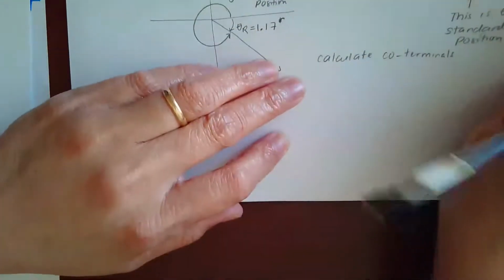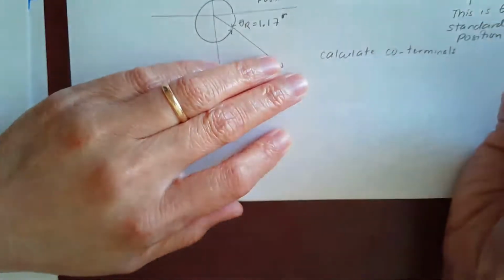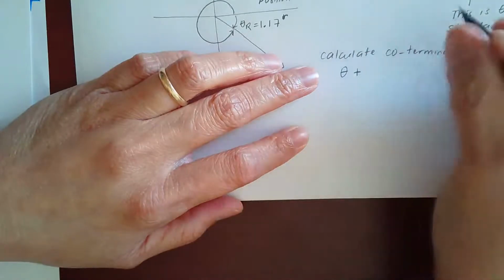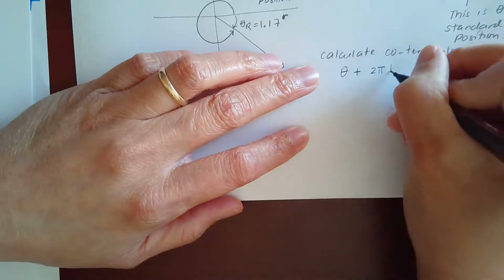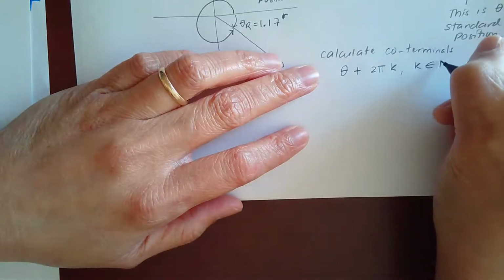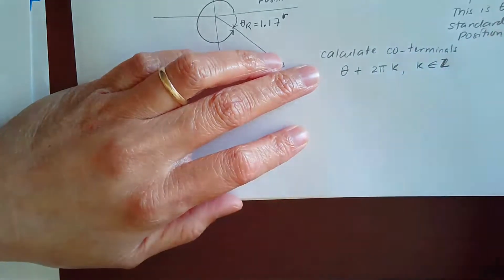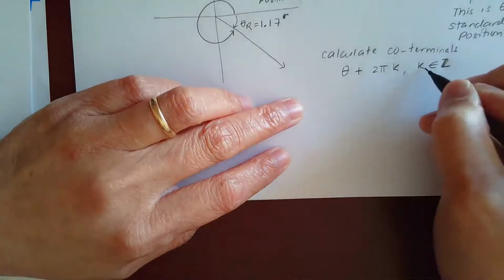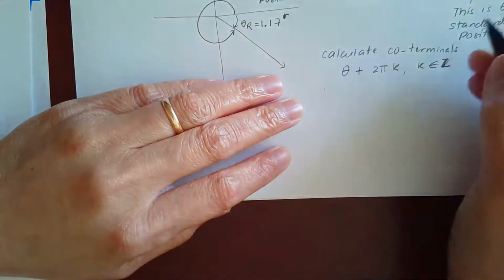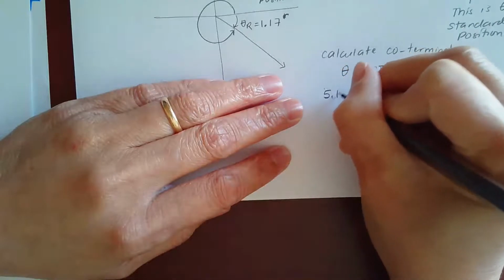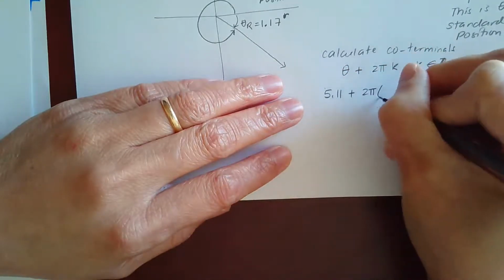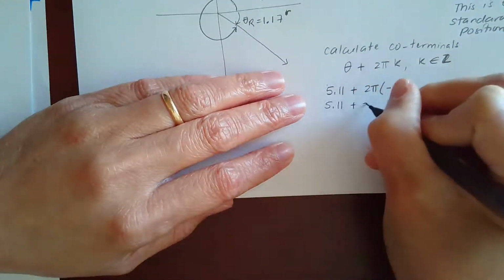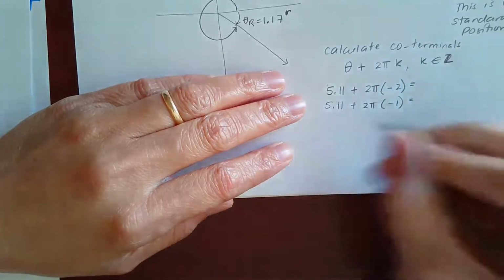So how do we calculate the coterminals? That one was from our lesson last week on Friday. It becomes theta plus 2 pi times k, where k is an element of the integers. Let's pick some integral values. Our theta is 5.11, so 5.11 plus 2 pi times negative 2. I'll just set it up and then we'll calculate this all together.